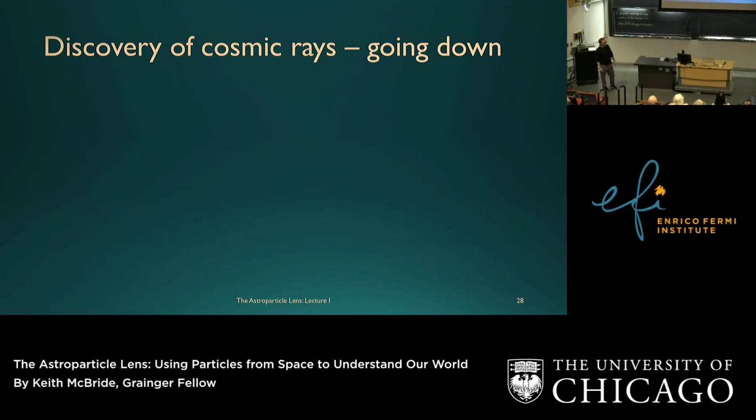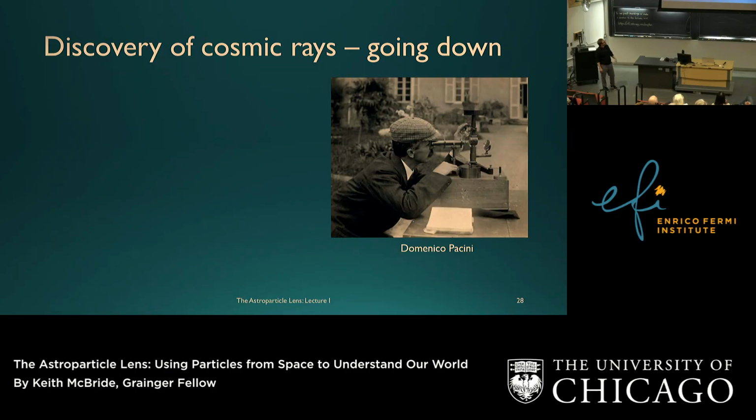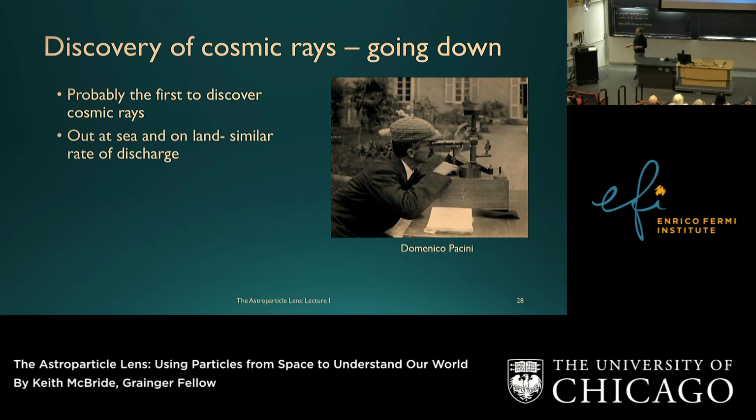And so then what Domenico decided to do was, here's a picture of him in 1908, I think. He probably was actually the first to discover cosmic rays. A lot of people think Victor Hess discovered cosmic rays, but it turns out it was probably actually Domenico Pancini. So he took his electroscope in his copper box, he took it out to sea, similar rate of discharge.